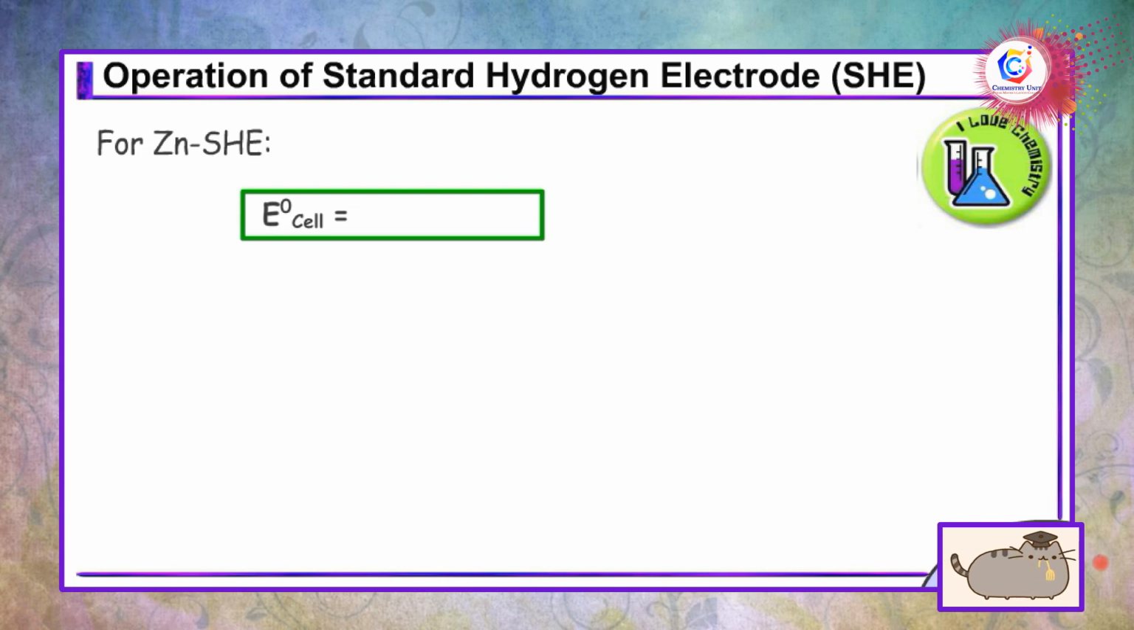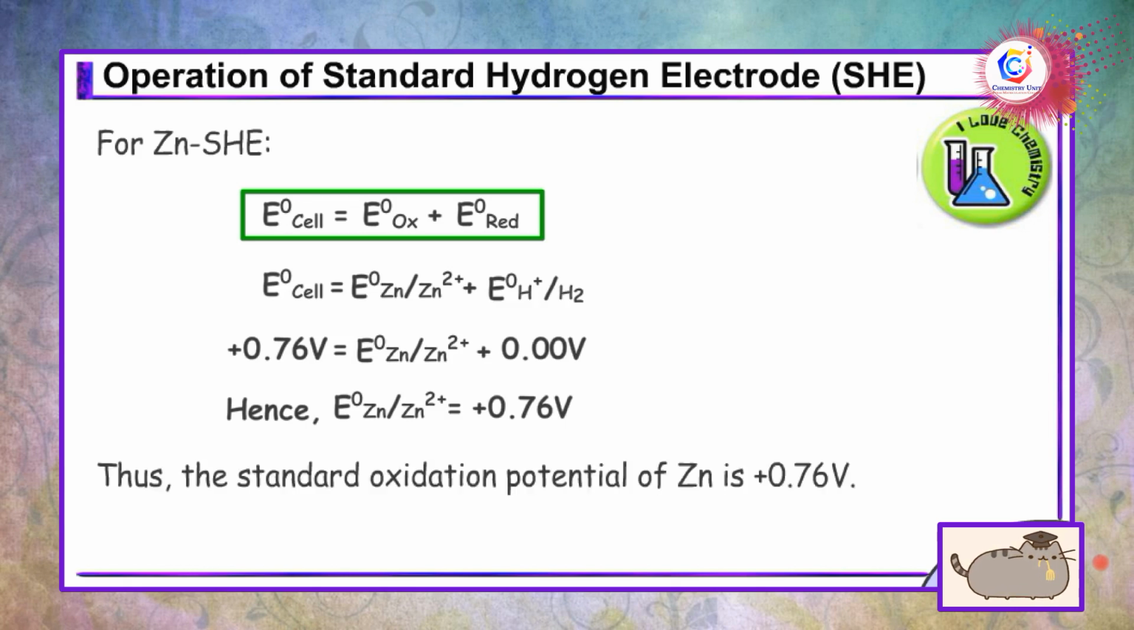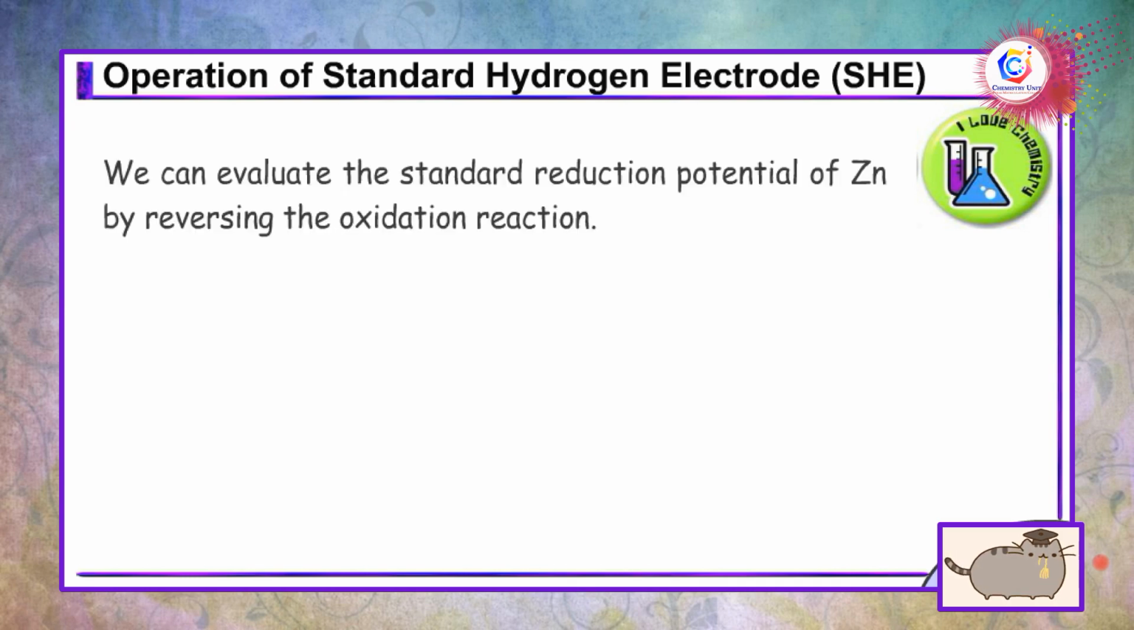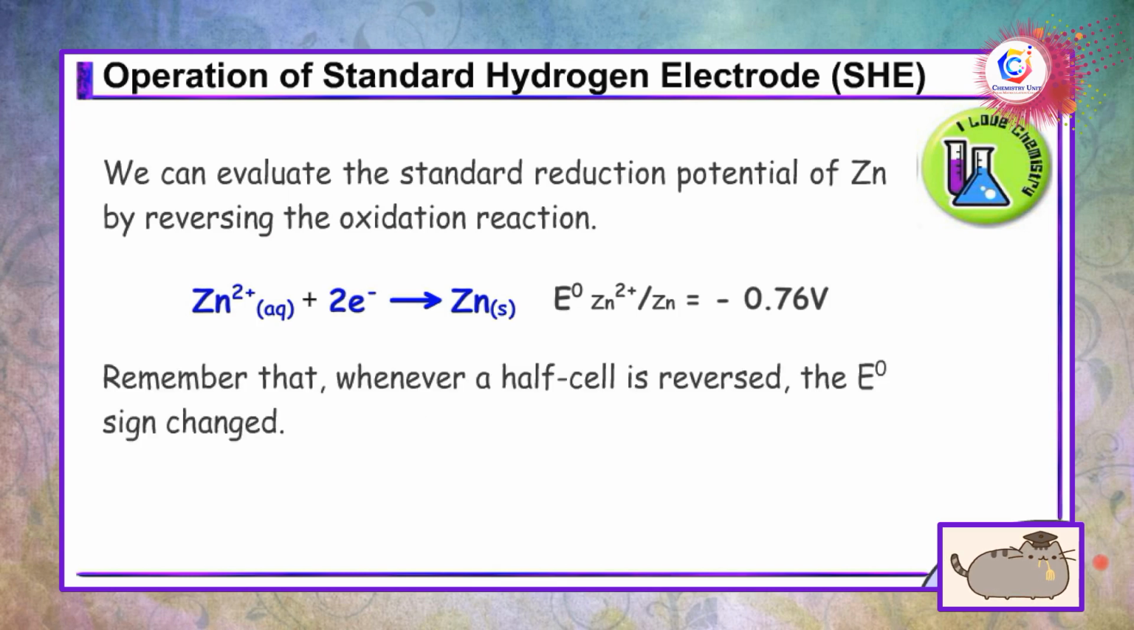The standard reduction potential of zinc can be calculated by using the formula E naught cell equals E naught oxidation plus E naught reduction. From the calculation, the standard oxidation potential of zinc is positive 0.76 volts. We can evaluate the standard reduction potential of zinc by reversing the oxidation reaction. Remember that whenever a half cell is reversed, the E0 sign also changes.